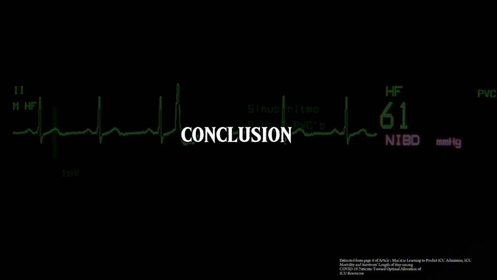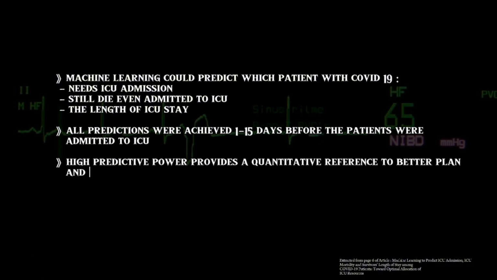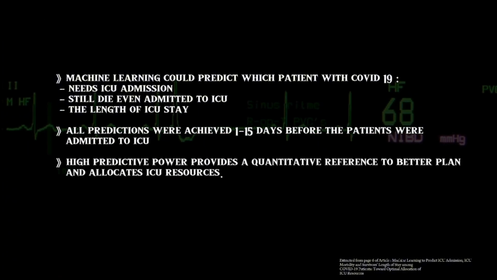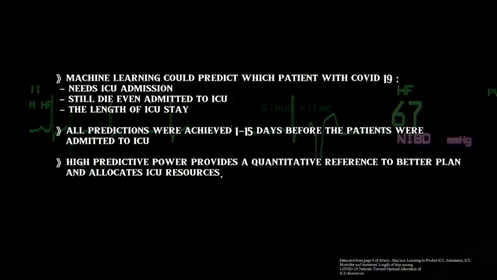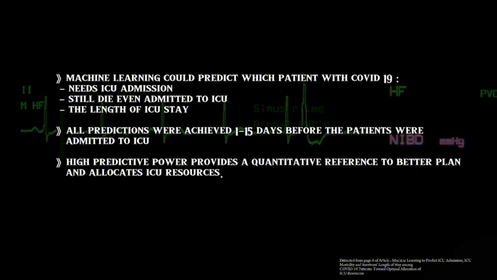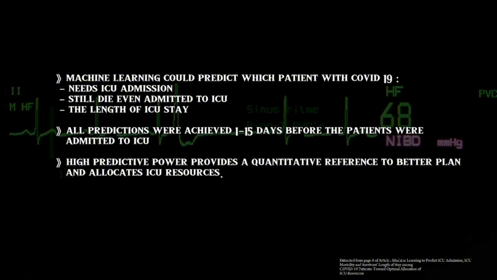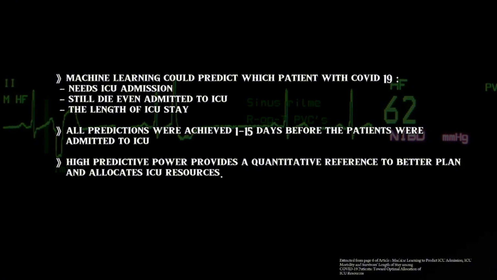In conclusion, machine learning could predict which patients with COVID-19 need ICU admission and which patients would unfortunately still die even if admitted to ICU, and among survivors, the length of ICU stay. All predictions were achieved 1 to 15 days before the patients were actually admitted to ICU. The high predictive power provides a quantitative reference to better plan and allocate ICU resources.